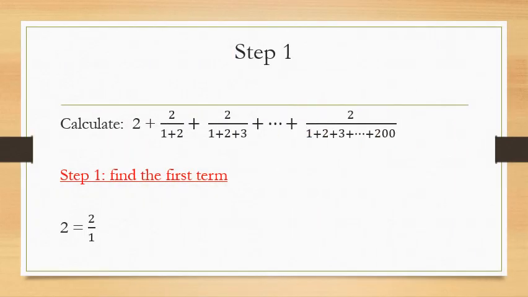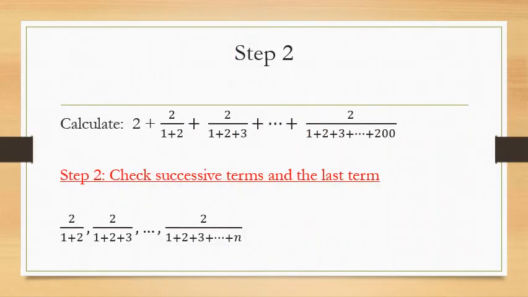So step 1 to calculating this would be to find the first term. So 2 equals 2 over 1. Step 2 would be to check successive terms and the last term. So to check if they're all successive, and the last term: 1 plus 2 plus 3 until n, right? n is 200.